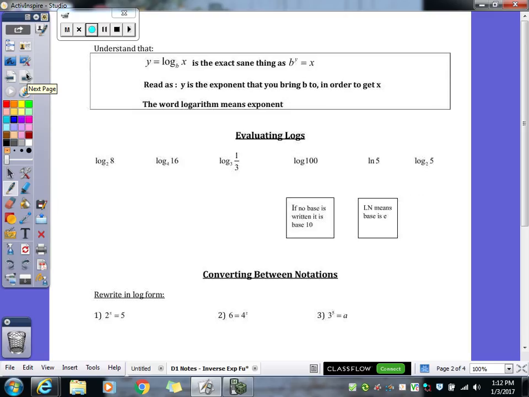So let's take a look at the top of the next page. I put a couple of reminders up there for you. This one over here is what we call our log form: y equals log base b of x. It's the exact same thing as what's written over here on the right, which is our exponential form.